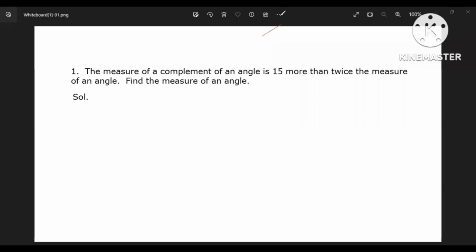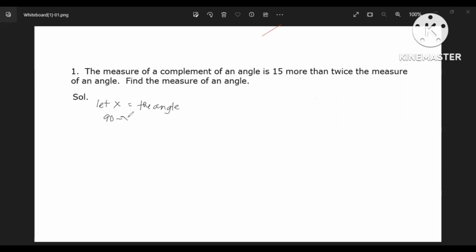Okay, let's start with problem number 1. The measure of a complement of an angle is 15 more than twice the measure of the angle. Find the measure of the angle. So we start by making a representation. So we let x be the angle. This is very important, because our representation will be our guide for setting up an equation.